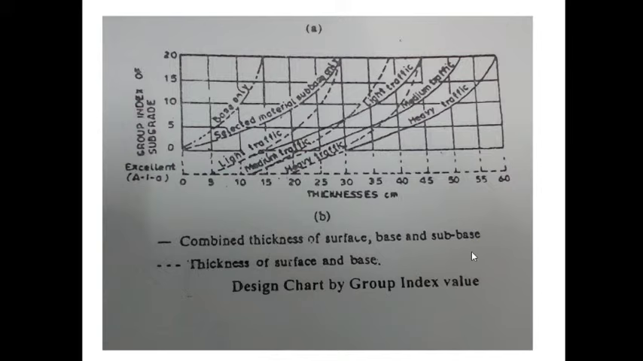Whereas the thickness of surface and base course for heavy traffic is this one. You may get a thickness of approximately 37 centimeter.